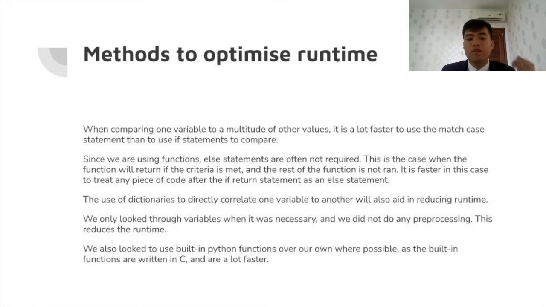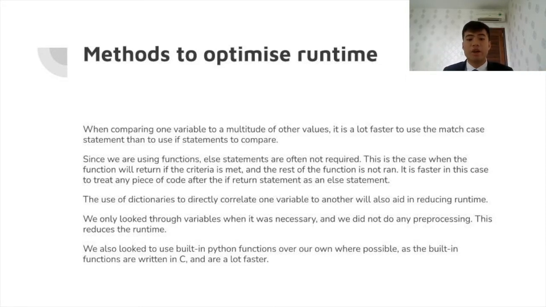This is the case when the function will return a value if the criteria is met, and the rest of the function is then simply not run. In this case, it is a lot faster to treat any piece of code after the if return statement as an else statement instead of having an else statement. This will become clearer in the example.